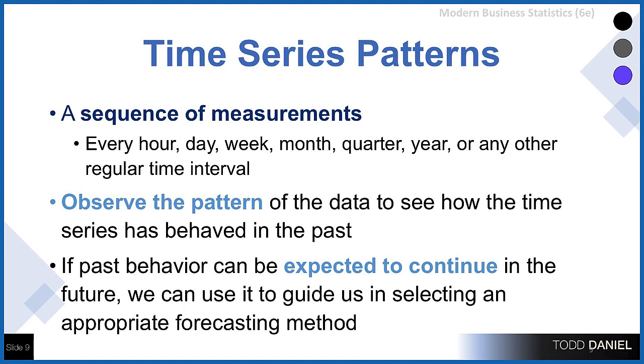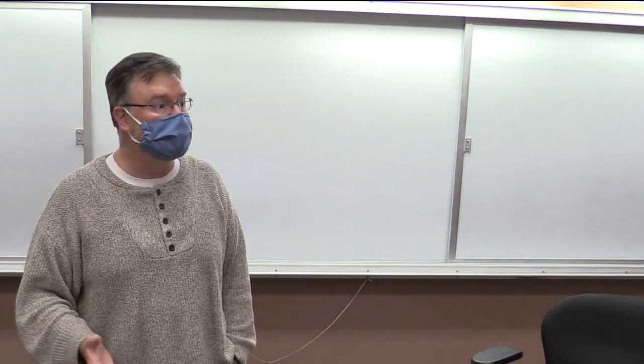Our strategy is then going to be to, first of all, observe the pattern of the data. We're going to see how those data have behaved in the past. And then, if that past behavior can be expected to continue, we're going to use that as a guide in selecting what type of forecasting method we will use. And so we're going to explore what forecasting methods are available to us.